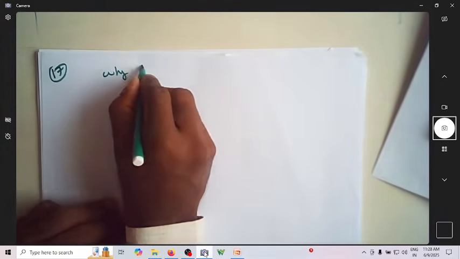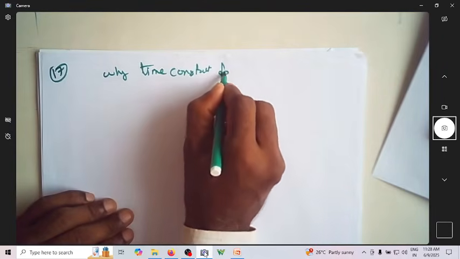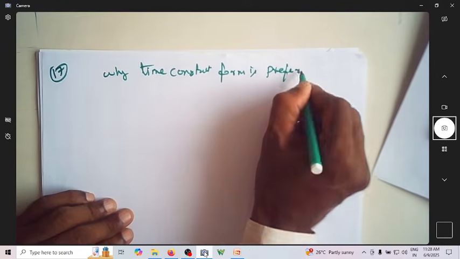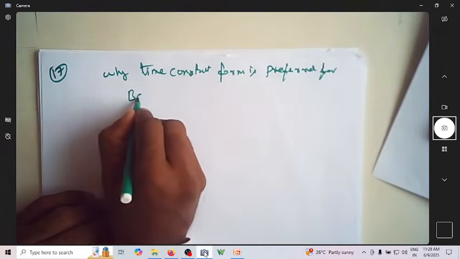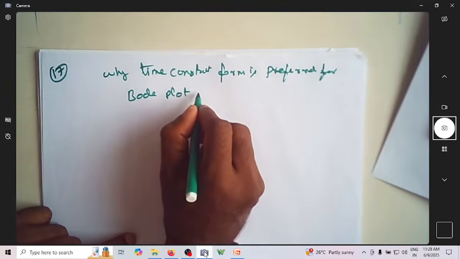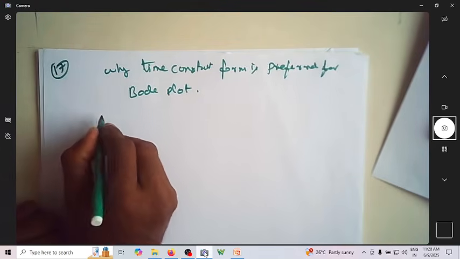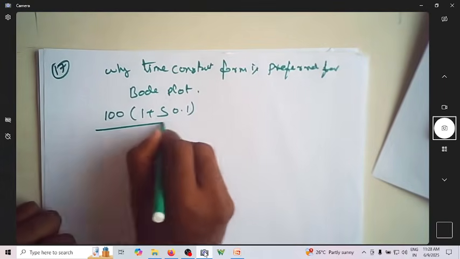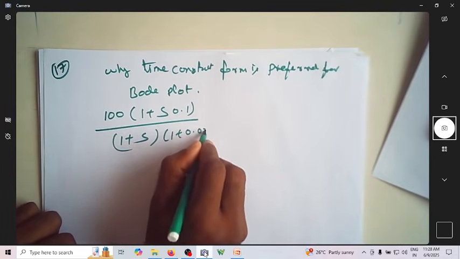Next, why is time constant form preferred for Bode plot? This is the question. So assume that you have a time constant form. Assume that this is 100 (1 + s/10) / ((1 + s)(1 + 0.02 s)).